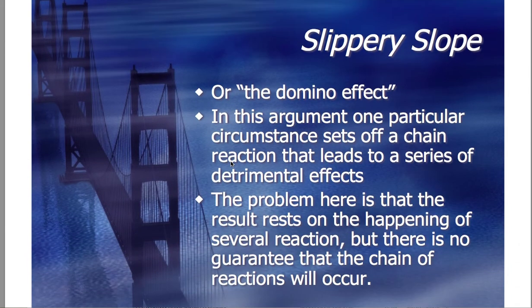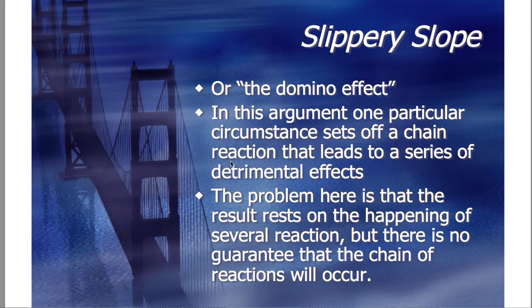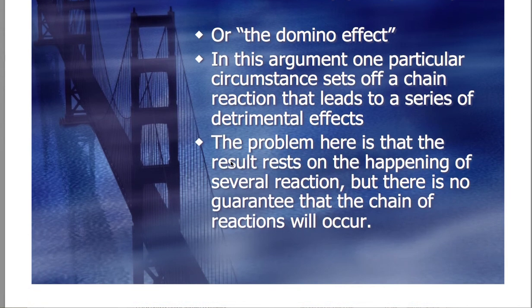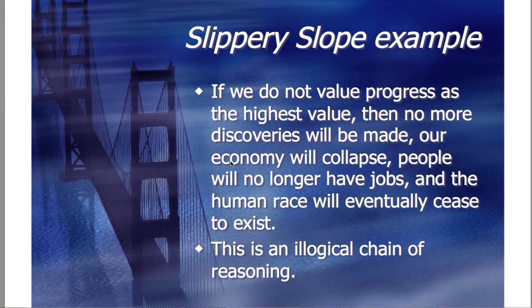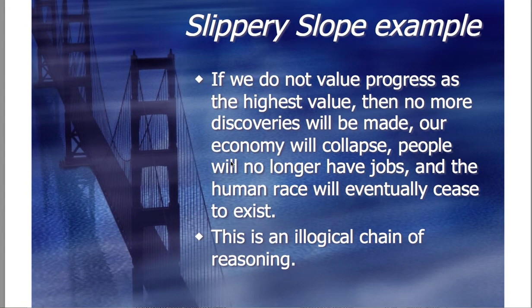And then we have the slippery slope, the domino effect. In this argument, one particular circumstance sets off a chain reaction that leads to a series of detrimental effects. The problem here is that the result rests on the happening of several reactions, but there's no guarantee that the chain of reactions will occur. So let me give an example. If we do not value progress as the highest value, then no more discoveries will be made, our economy will collapse, people will no longer have jobs, and the human race will eventually cease to exist.